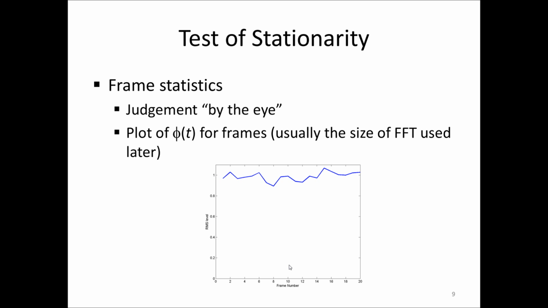We will now see how we can produce hypothesis tests for stationarity. But before we do that, let us define 3 different ways of investigating stationarity of random data. First, we can use frame statistics, which means that we compute, for example, the RMS value of the signal for frames of the data, let's say 1 second at a time. And then we plot these RMS values of each frame as a function of time, as indicated in the plot here.